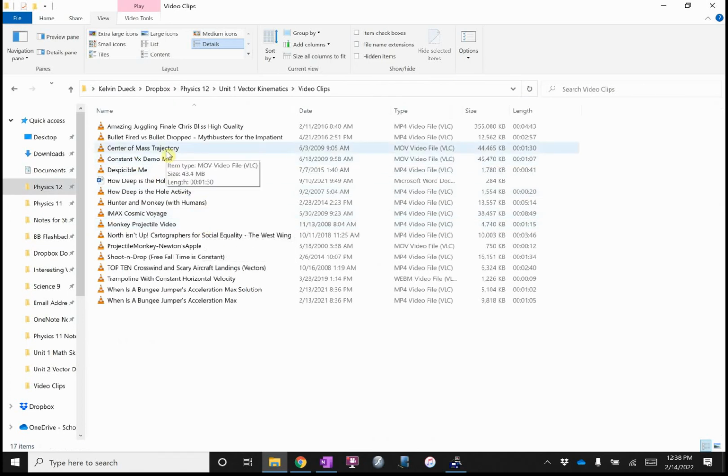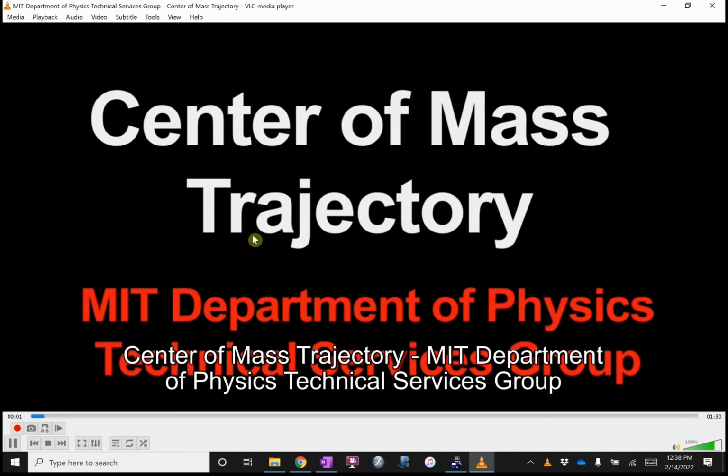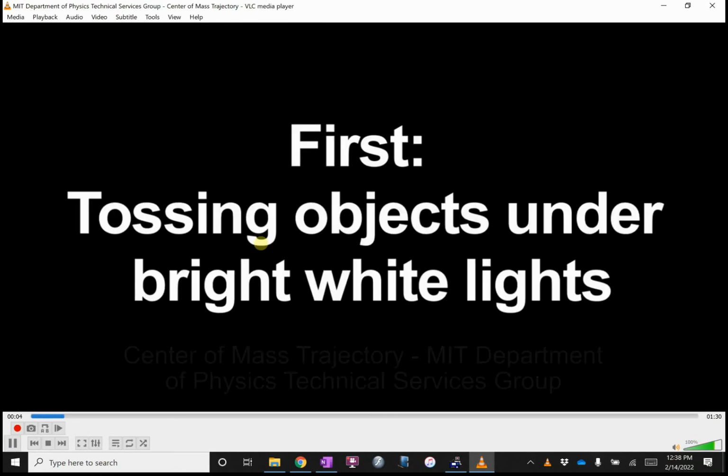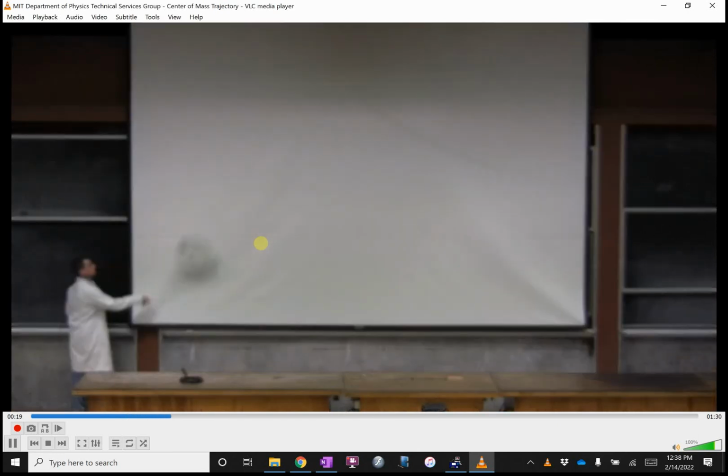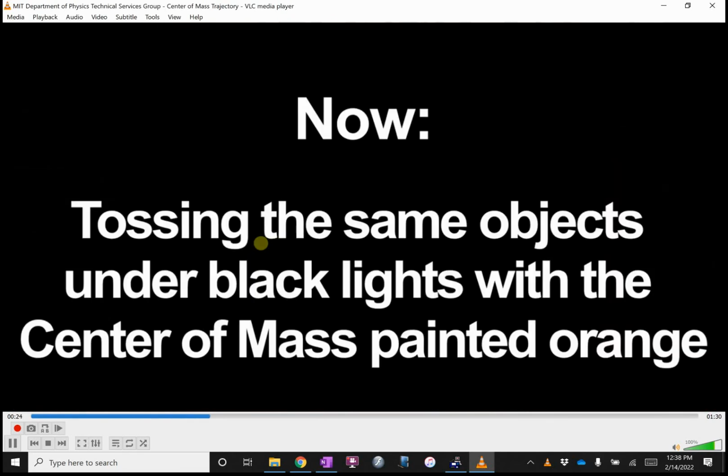What I really should say is this. The center of mass of a projectile will always travel in a parabola. So this is a nice little demo from MIT. Notice how the tennis racket or the badminton racket seem to wobble a little bit. This one will really wobble. And then this disc really wobbles as well. And that's because its center of mass is not dead center.